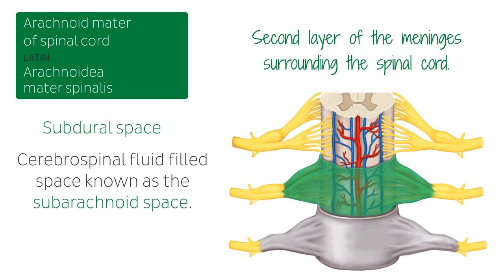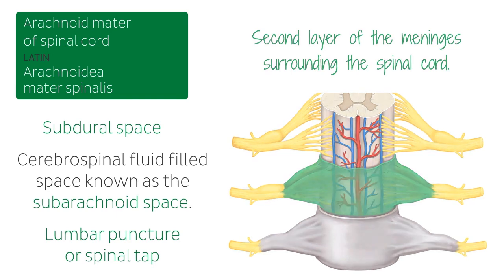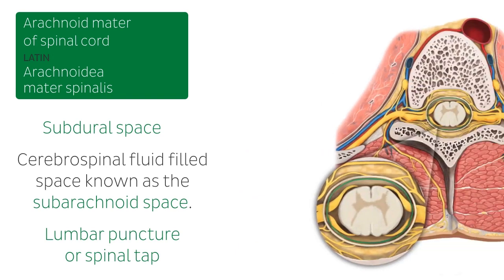This allows physicians to access the cerebrospinal fluid below the level of L1 or L2 by inserting a needle between the vertebral lamina in a procedure known as a lumbar puncture or a spinal tap. By this means, the pressure of the cerebrospinal fluid can be measured, the fluid can be analysed, and a spinal anaesthetic can be introduced. In the next image, we can see a transverse view of the arachnoid matter of the spinal cord.